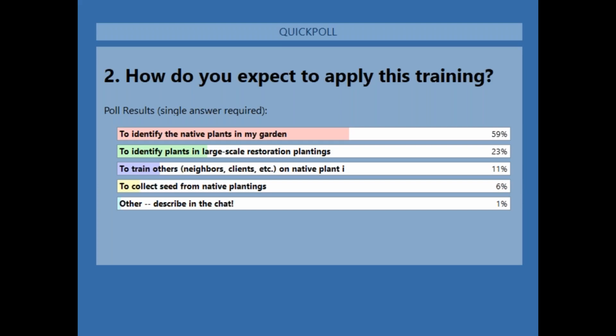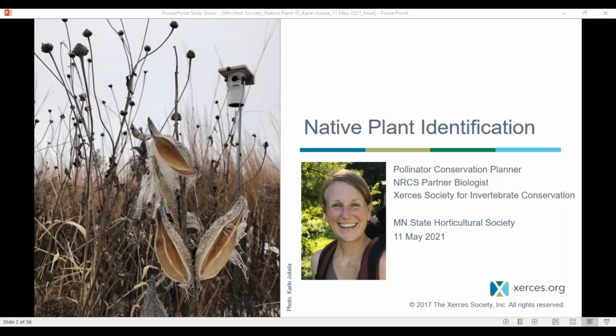Okay, that's really helpful. Thank you everybody for participating. It helps me get a sense of how to frame every one of my slides, whether you're talking about smaller footprint plantings or these large scale restorations where it's sort of a question of plant materials too.